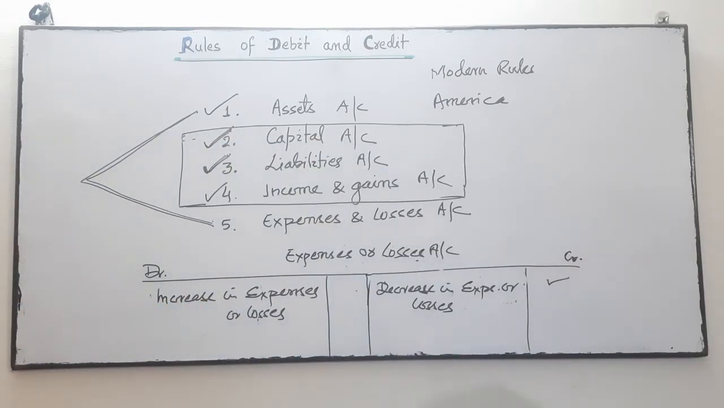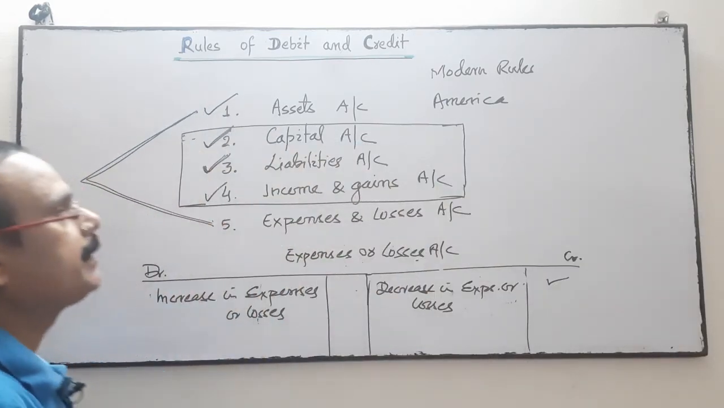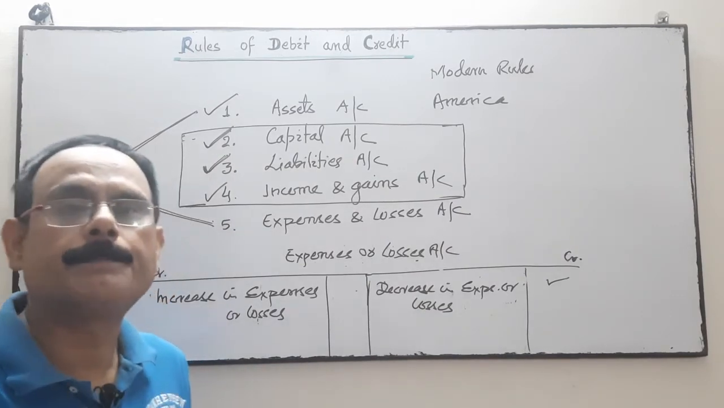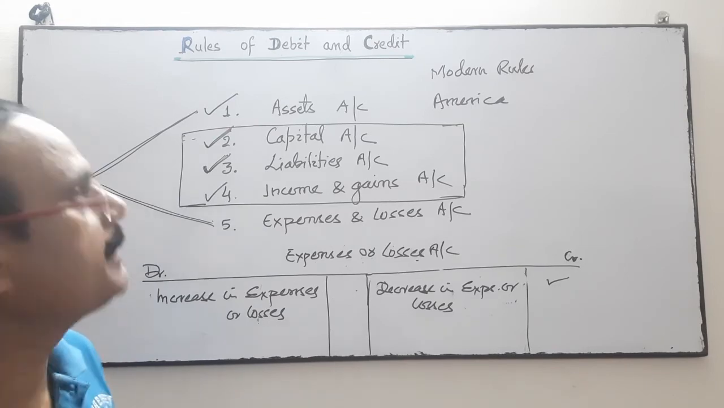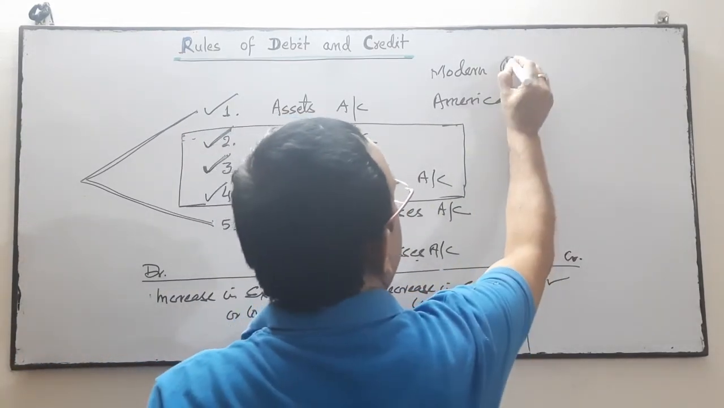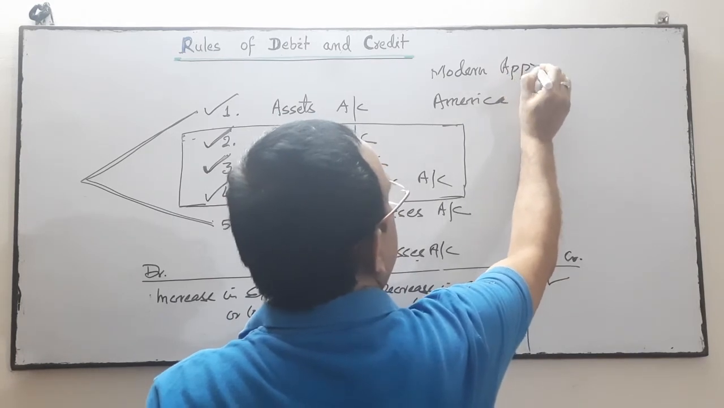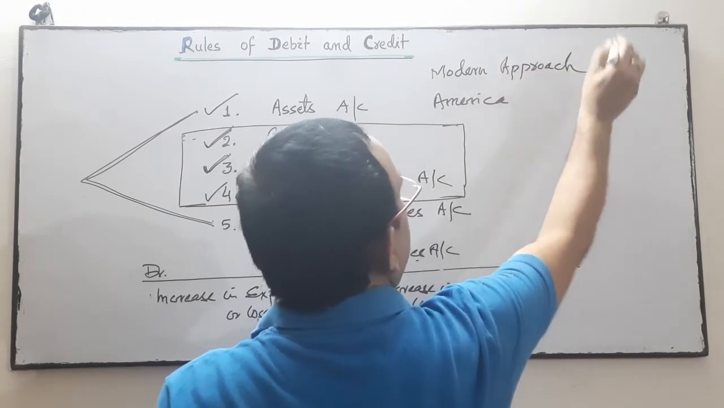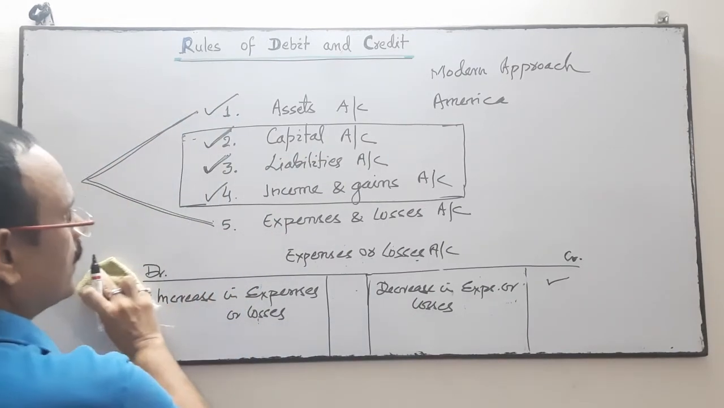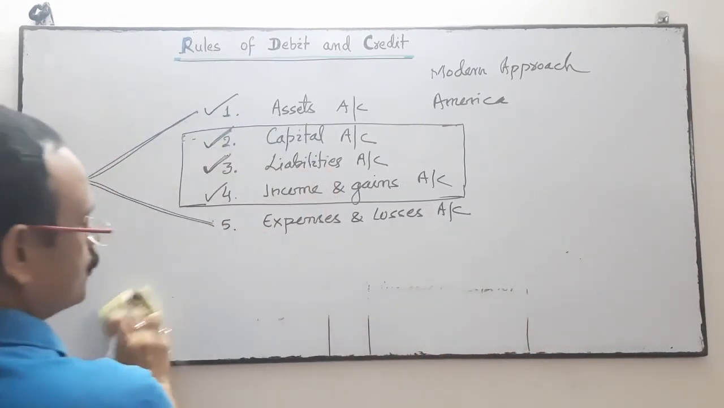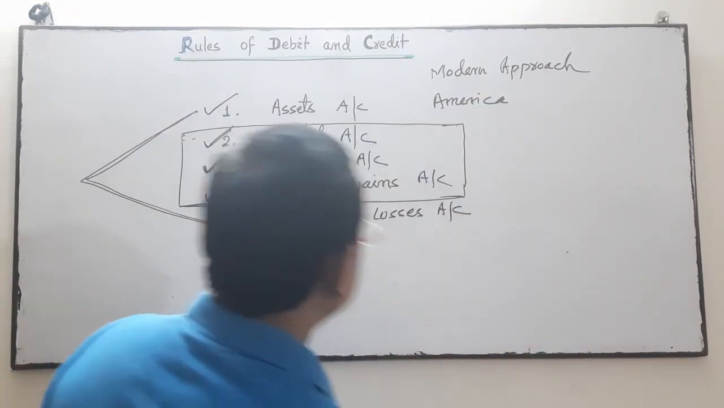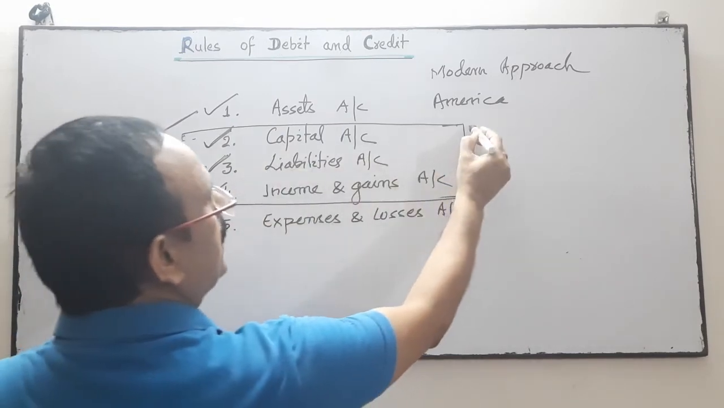Is it clear? This was developed in America, so that is why it is called the American approach. You can say it is a modern approach. So the rules of debit and credit for these three accounts are the same.